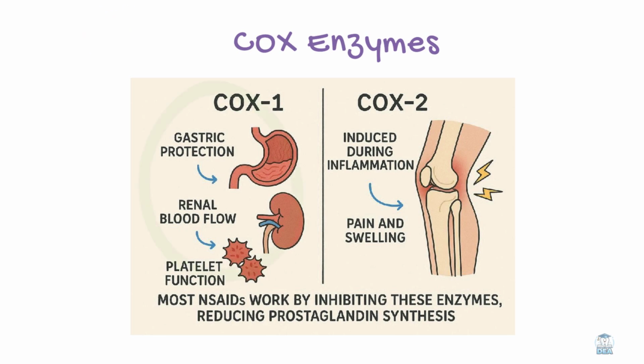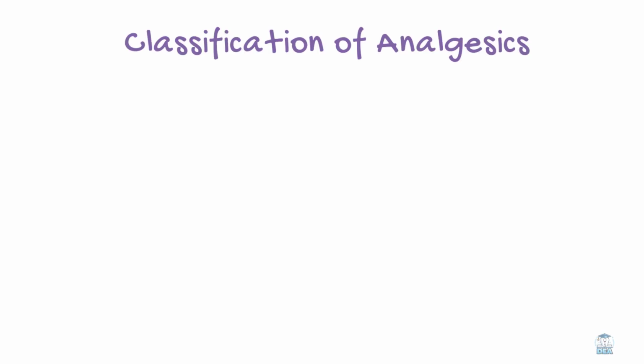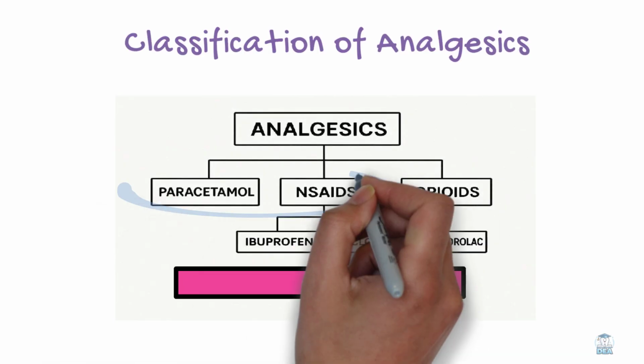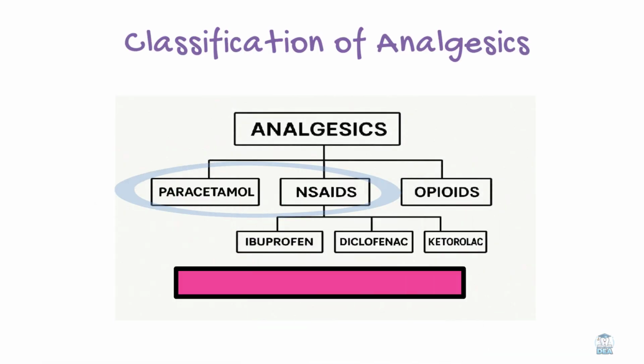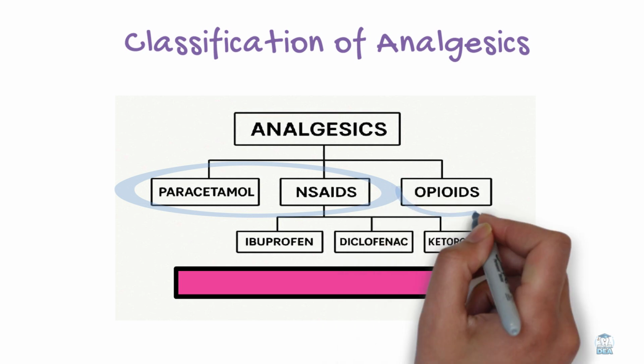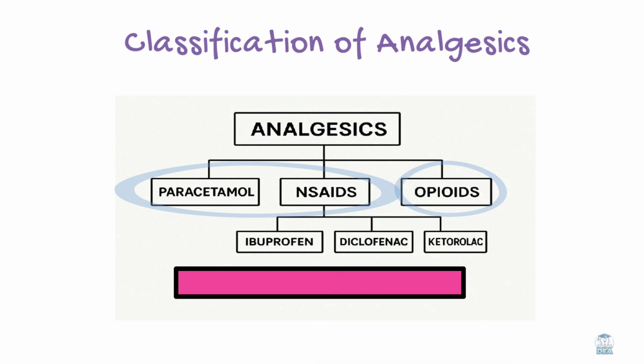COX-1 maintains gastric protection, renal blood flow, and platelet function. COX-2 is induced during inflammation and mediates pain and swelling. Most NSAIDs work by inhibiting these enzymes, reducing prostaglandin synthesis. The primary analgesics in dental practice are paracetamol and NSAIDs. For severe pain, short-term opioids like Tramadol may be used, with caution, due to dependence risk.